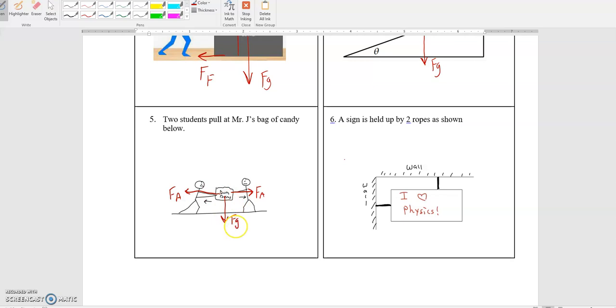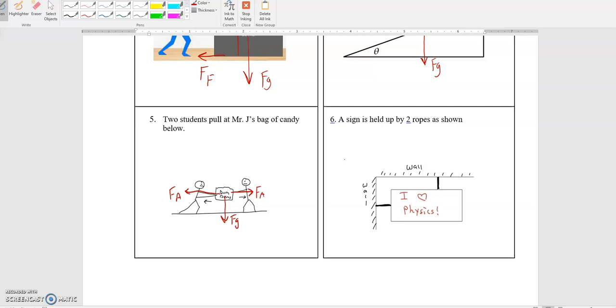Gravity pulls down. There's no tension force really. There's no ropes pulling on it or strings. There's no normal force because the dum-dum bag is not on the ground. So it's just the two people supporting it, pulling it opposite ways, and gravity pulls down. If you wanted to say there's some sort of friction on there, I guess that'd be okay between their hands and the bag, but you don't have to put that.